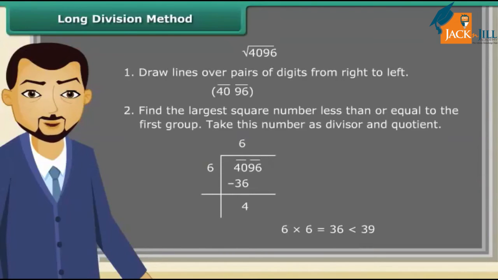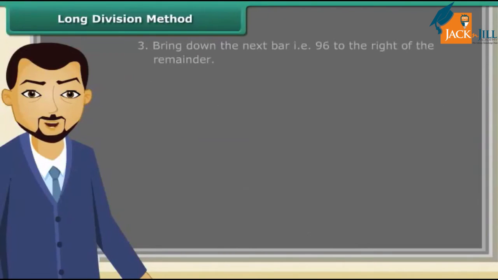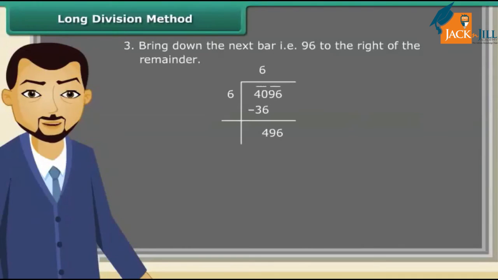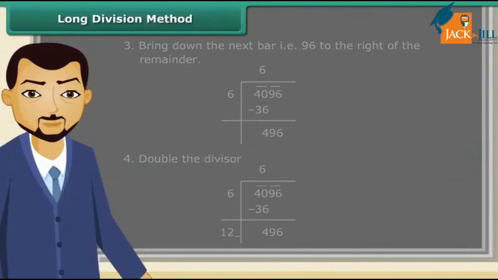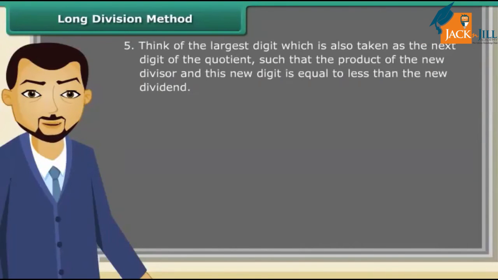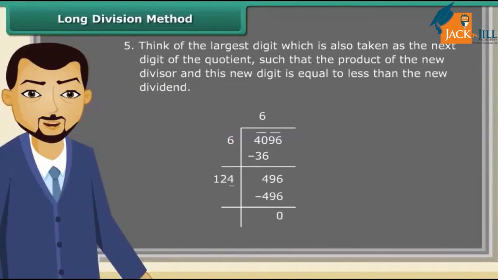quotient. Now subtract 36 from 39. After that, bring down the next bar, that is 96, to the right of the remainder. Now double the divisor. Next, think of the largest digit, which is also taken as the next digit of the quotient, such that the product of the new divisor and this new digit is equal to or less than the new dividend. Here we have 124 multiplied by 4 equal to 496. Since the remainder is 0, the square root of 4096 is 64.